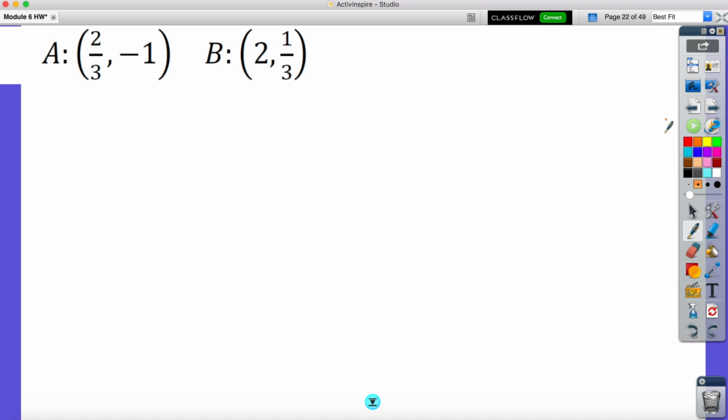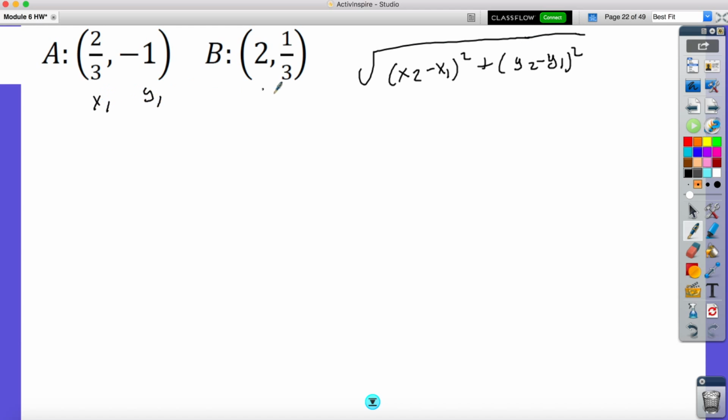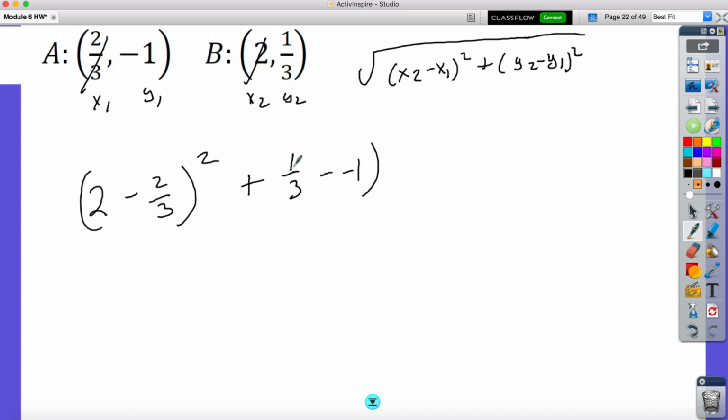All right, so let's go ahead and look at the last one right now. Same idea, we're going to do the formula of x1 minus x2. Take that back. We're going to do x2 minus x1 squared plus parentheses y2 minus y1 squared. So if this is my x1, y1, x2, y2, what we're going to do is have 2 minus 2/3, and we're going to square that, and we're going to plus, so we did 2 minus 2/3, and we're going to have 1/3 minus -1, and we're going to square that.